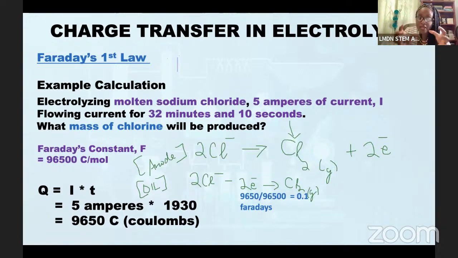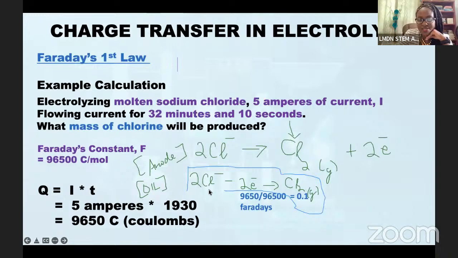So the importance of the half equation, where the half equation comes in this whole thing, is us saying, oh, from Q is equal to IT, we were able to calculate our number of Faradays. That's 0.1 Faradays. And that 0.1 Faradays is telling us that we have this general stoichiometric equation that we just wrote. So the general balanced equation of what's happening at the anode, which is this, or the top one, whichever one makes more sense to you.